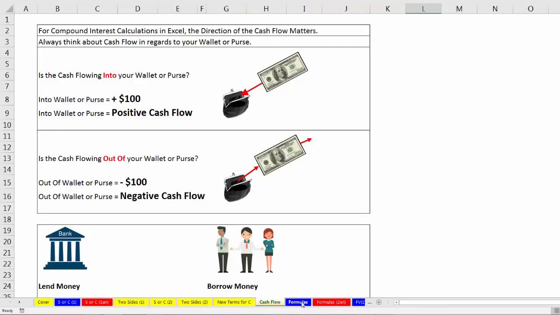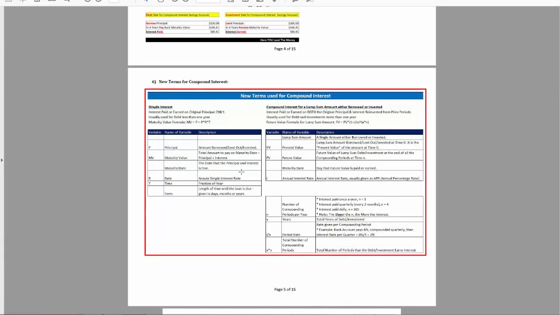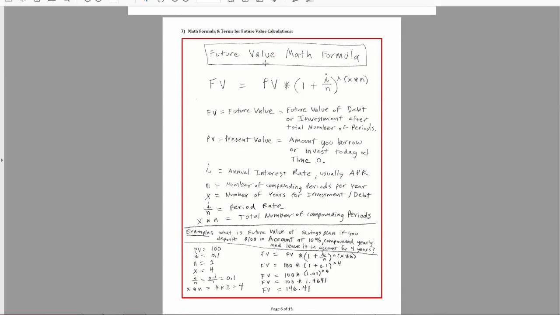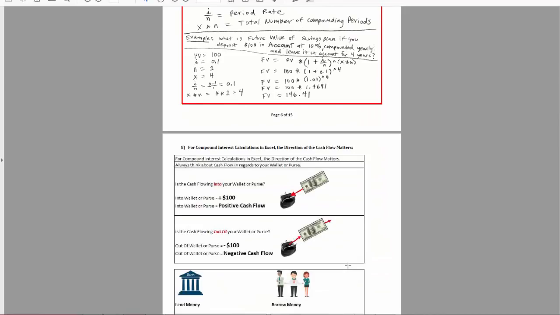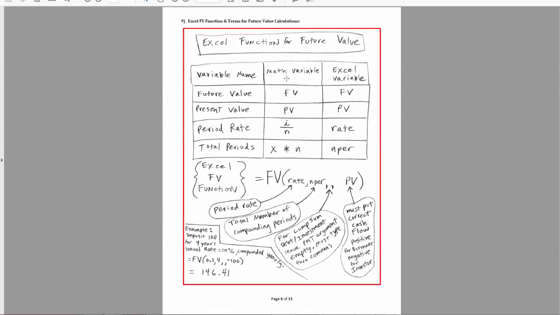Now, before we go to the next sheet and see our first example of a future value calculation, I want to go over to the PDF notes. On page 5, there's all the terms. Page 6, there's our beautiful math formula. And on page 8, there's our awesome Excel function.